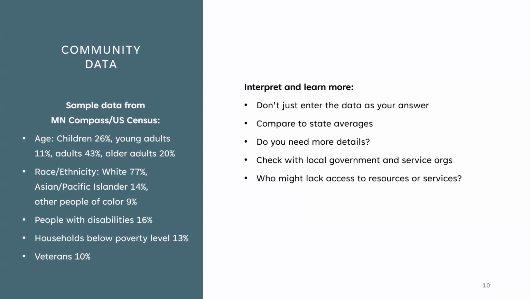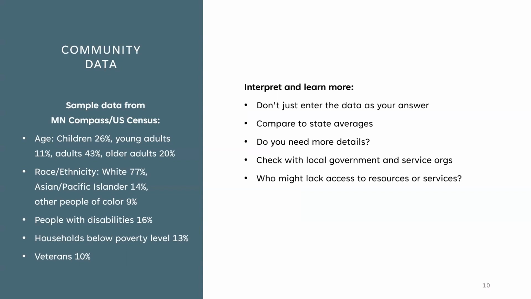So let's say you found out this information. Here's again some sample data taken both from MinCompass and the US Census from the city of Tracy. So we found out how the different ages are divided out in the community, same with race and ethnicity. And we just pulled a couple statistics about people with disabilities, households below poverty level, veterans.